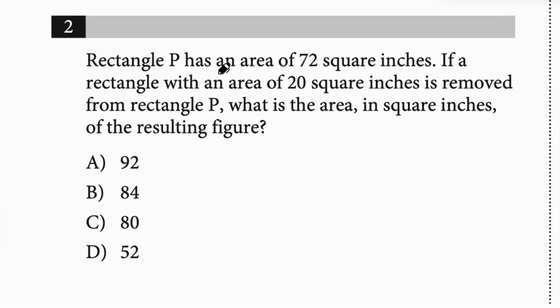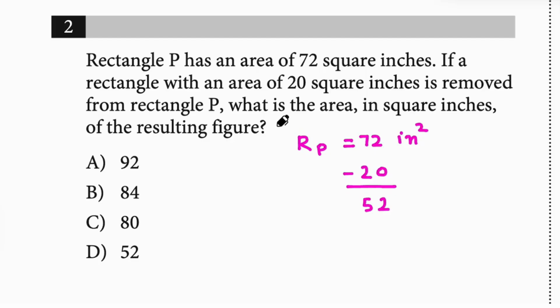A rectangle P has an area of 72 square inches. Okay, so rectangle P has area 72 square inches. If a rectangle with an area of 20 square inches is removed, that means the new area is less by 20. So that means it is 52. Okay. What is the area in square inches of the resulting figure?